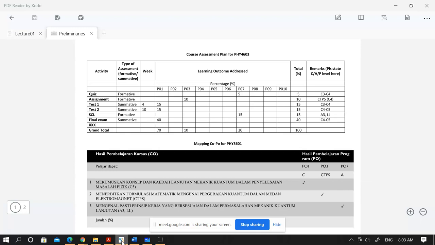So essentially this is the assessment plan for this particular course. There will be quiz, assignment, test 1, test 2. Test 1 and test 2 will be 15%. Your quiz is 5%. Assignment is 10%. There will be an SAR which is 15%. Since there are only two of you, your SAR will not be group work. Similarly for your assignment. In other words, you can hand in your assignments individually. But of course you can actually discuss among each other. Your SAR you also have to do individually, since there are only two of you. And then your final exam is 40%. So that should total up to 100.